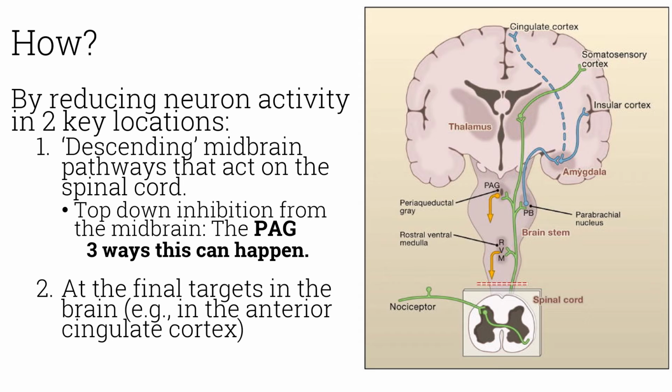So opioids work by reducing neural activity in key locations, such as the periaqueductal gray. You can see here in yellow or orange the descending pathways that act on the spinal cord to inhibit the pain response. And we'll talk about 3 different ways that that can happen in the upcoming slide. And we can also reduce neural activity in the final target locations, such as the cingulate cortex.